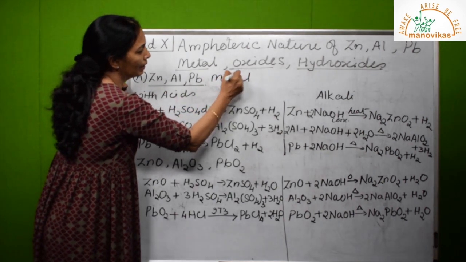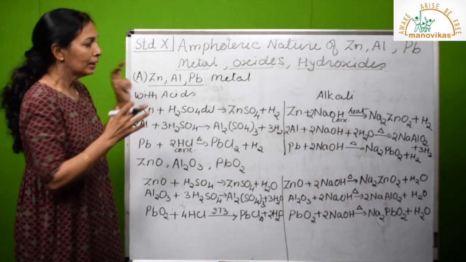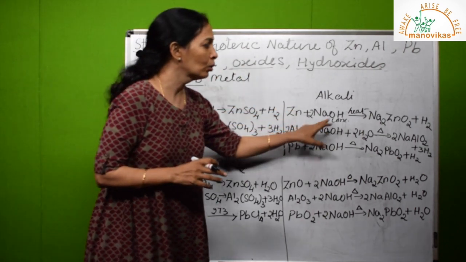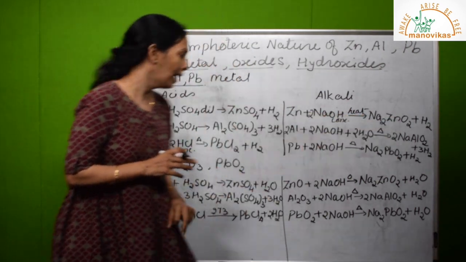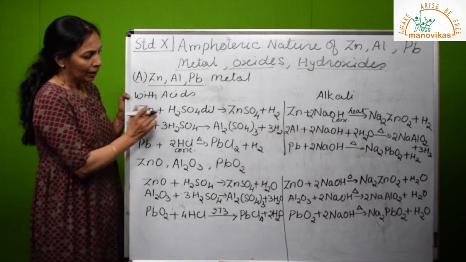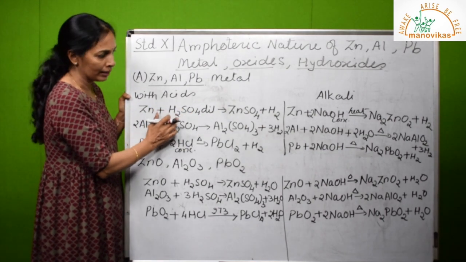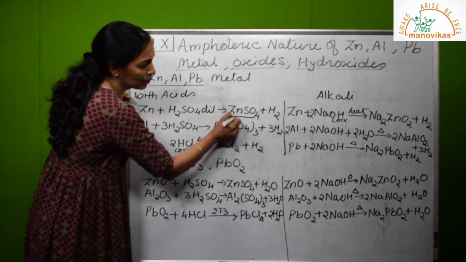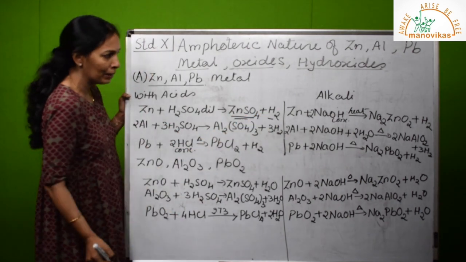When these metals react with acid, they make their salt and displace hydrogen. With alkali also they form salt and displace hydrogen. For example, zinc reacts with dilute sulfuric acid to form ZnSO4 and hydrogen gas. So ZnSO4 salt is formed, hydrogen is displaced.